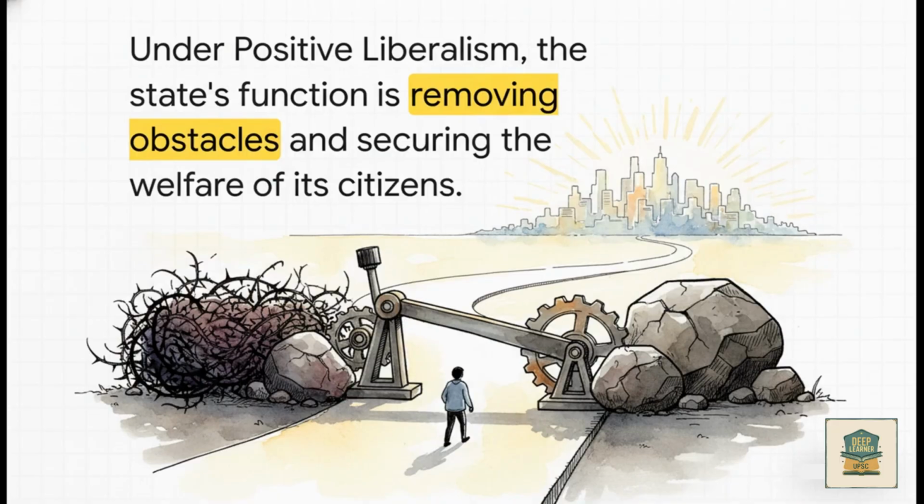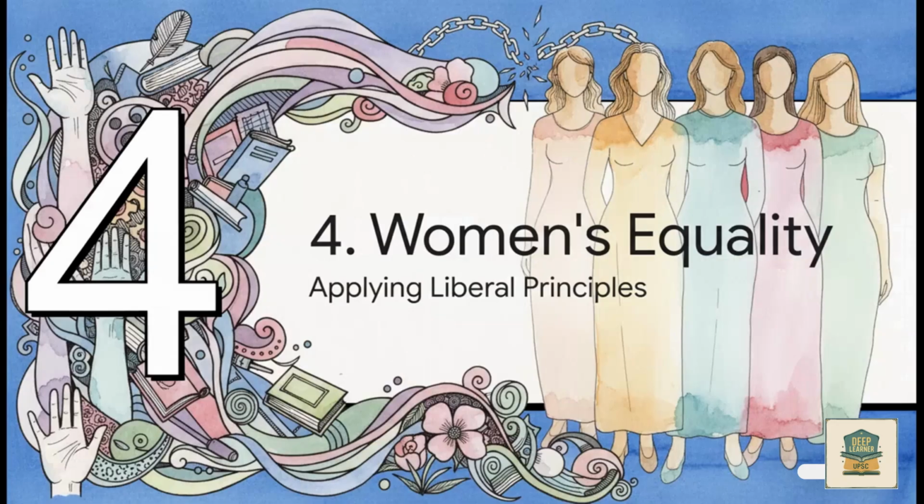So in this new way of thinking, the state isn't the enemy of freedom anymore. It's actually a tool for good. Its job, as Mill saw it, is to clear the path for people by tackling the things that hold them back. Things like poverty, poor education, and bad healthcare. And this wasn't just some high-minded theory for Mill. He put his money where his mouth was, applying these principles to one of the biggest social justice fights of his day, the struggle for women's equality.